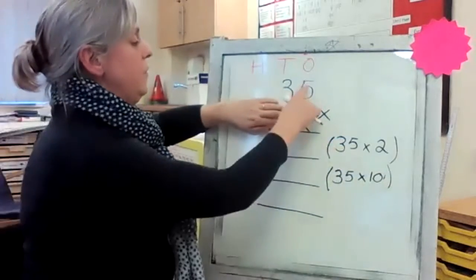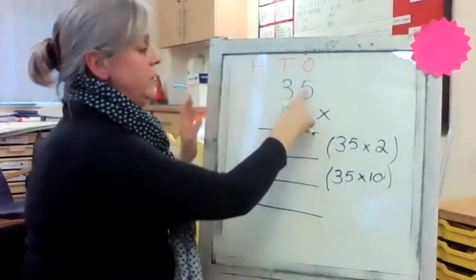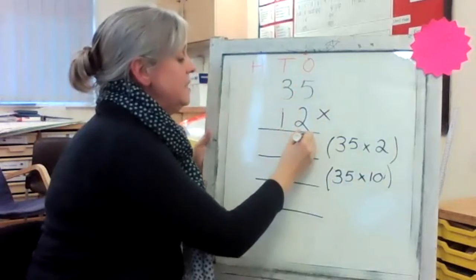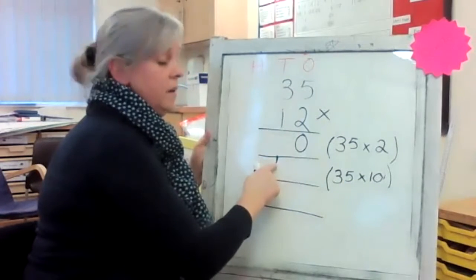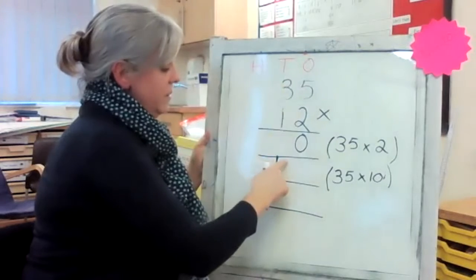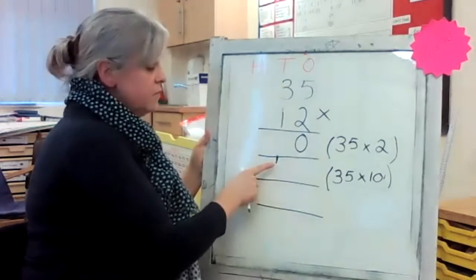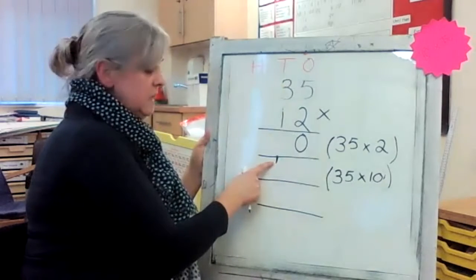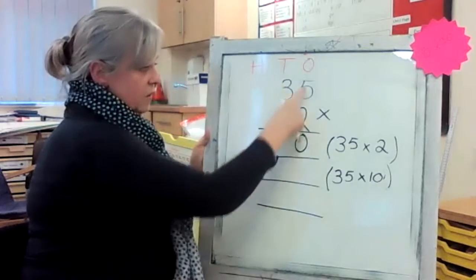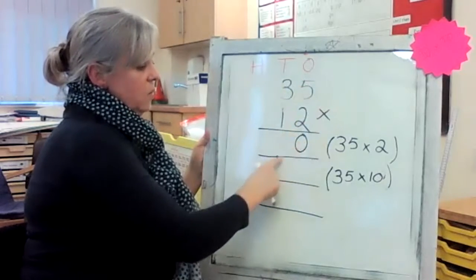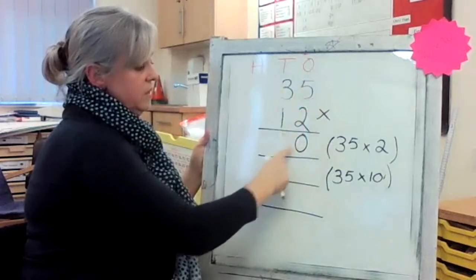So we need to do 5 ones multiplied by 2 ones. So 5 multiplied by 2 is 10 ones. So remember, we need to regroup that 1, 10, under the tens column. And that's why I've got that line there, because can you see I've written the regroup digit quite small, but enough to sit under that line to remind me what I'm doing. So 5 ones multiplied by 2 ones is 10 ones.